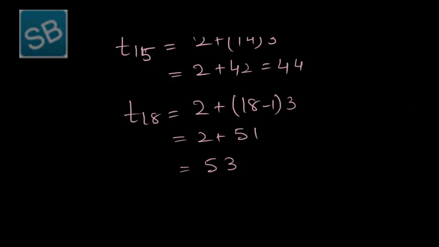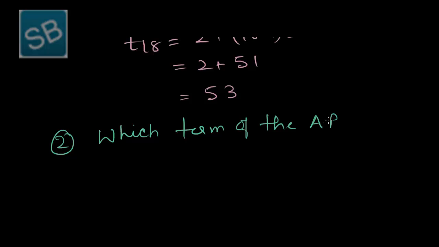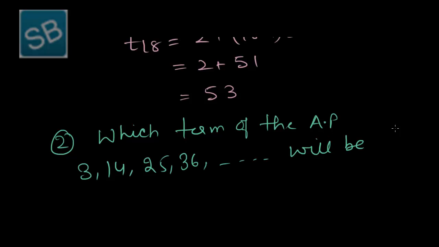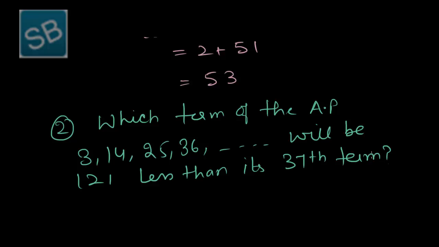Now the next problem is: which term of the AP, that is 3, 14, 25, 36, will be 121 less than its 37th term? So we have to find that term which is 121 less than its 37th term. That is T37 minus 121 is equal to the required term.